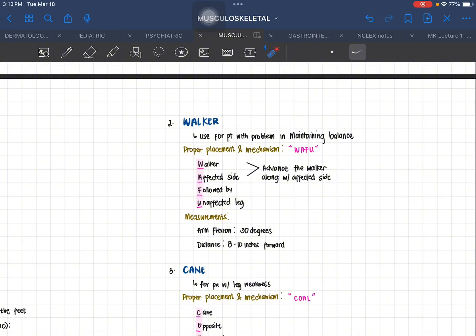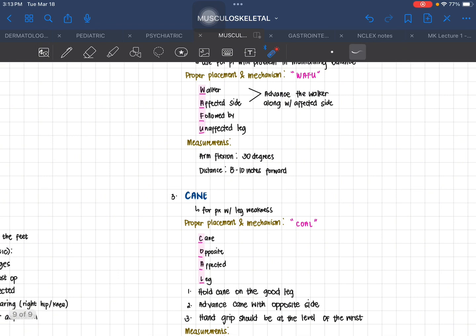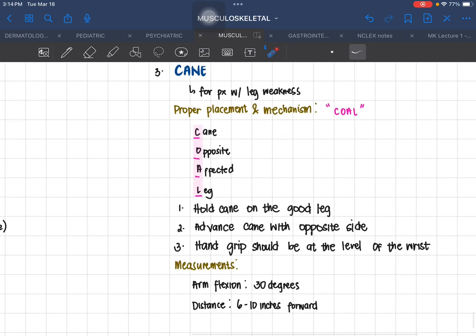The measurement, of course, lagi naman sa arm flexion is 30 degrees, and then ang distance is 8 to 10 inches forward. So for the cane, this is used for leg weakness. Tatandaan natin yung word na COLD. Cane, opposite, affected leg. So ang gagawin is hold the cane on the good leg. So yung cane natin dapat nasa side siya ng good leg, and then ilalakad mo siya, o i-advance mo si cane with the opposite side.